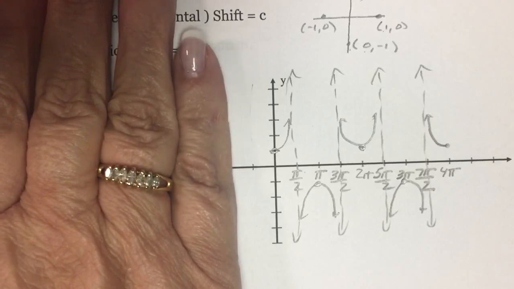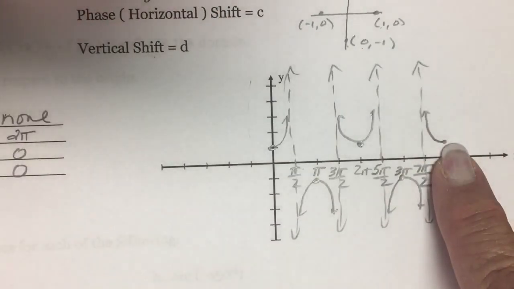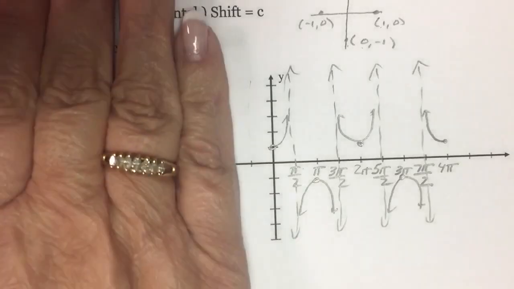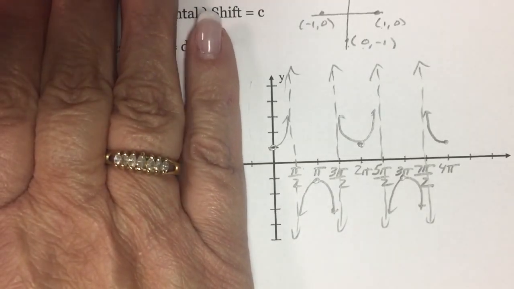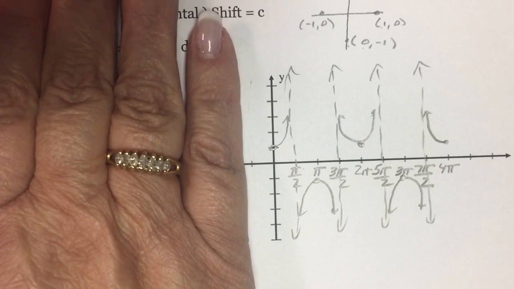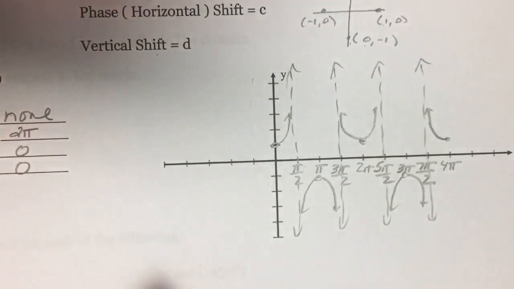But what you don't want to do is leave that there and do that, because as soon as you do that, you're giving me more than 2 periods, and that tells me you do not know what 2 periods is. Okay, I want exactly 2 periods.